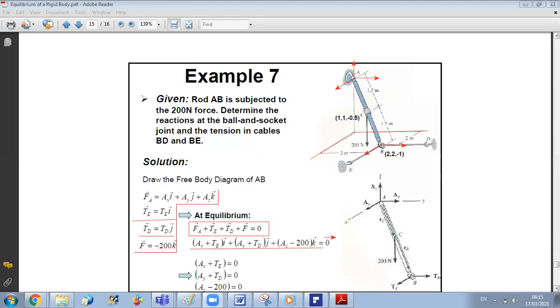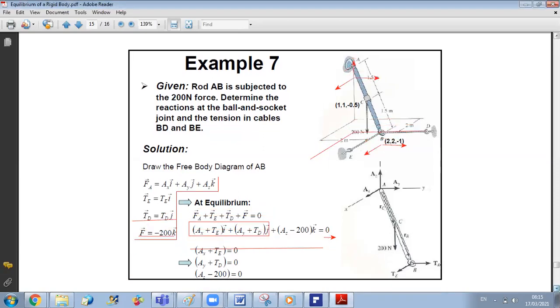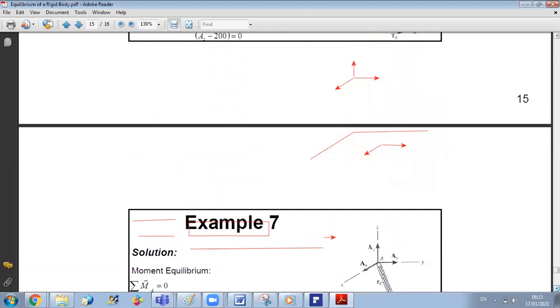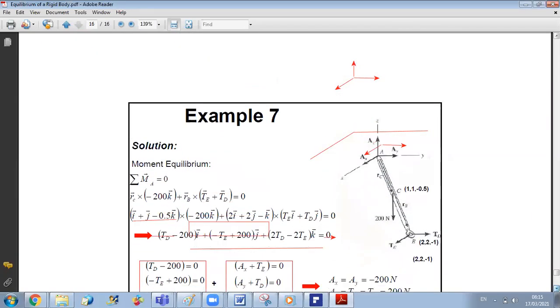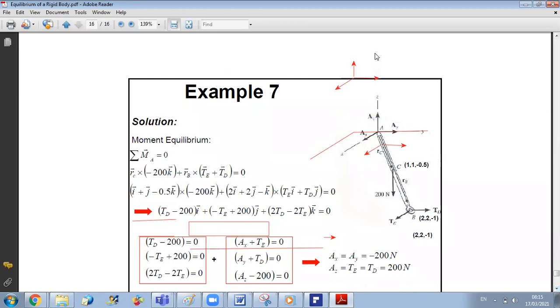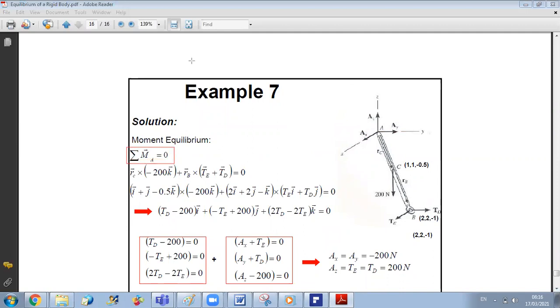Now, once I am done with this, I can move to the second equation, which is moment equilibrium. For moment equilibrium, I should choose a point on my figure and do the sum of moments about this point equals 0. Now the easiest point to select here is A. Why is A the easiest one? Because we have three unknowns at A, so we cancel them.